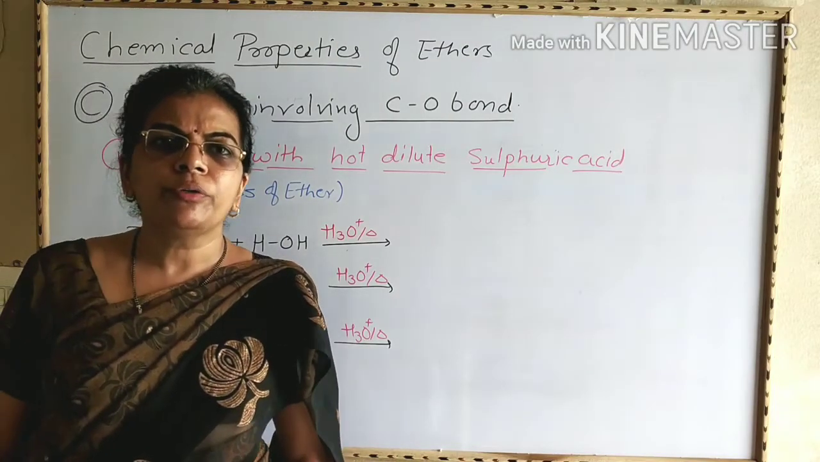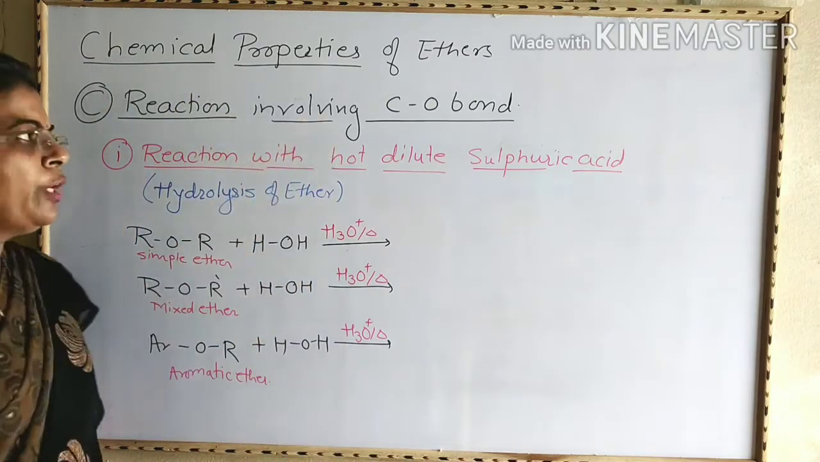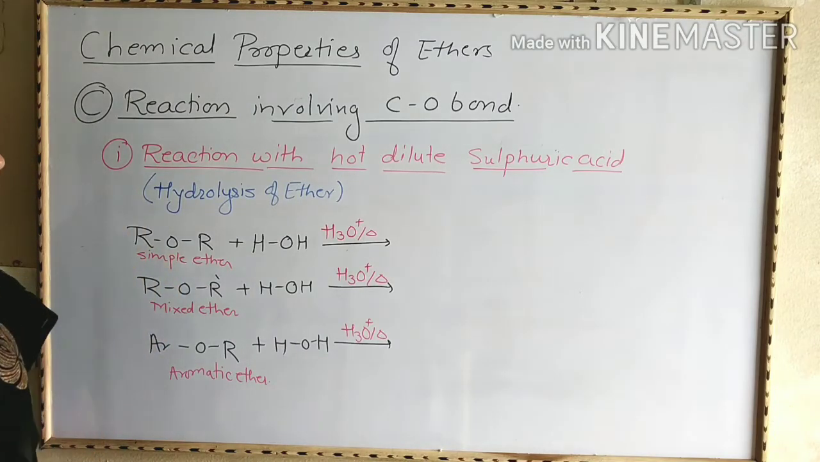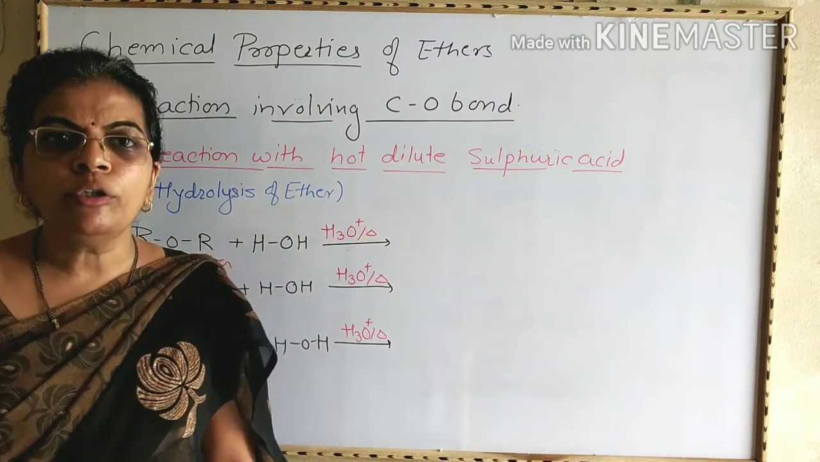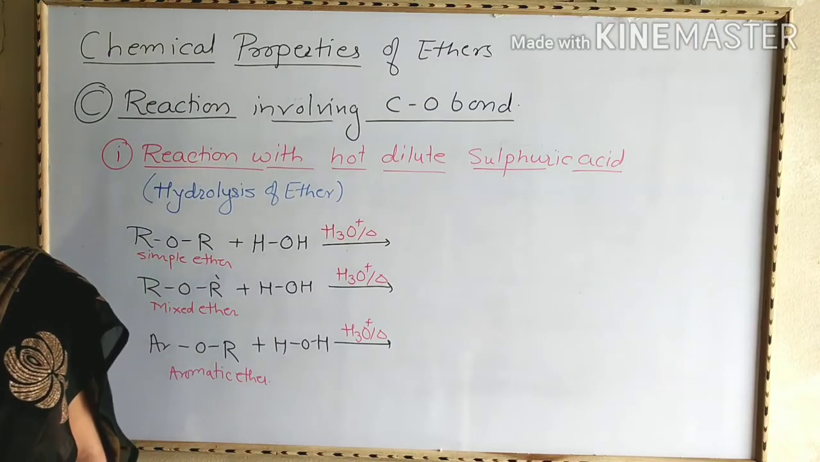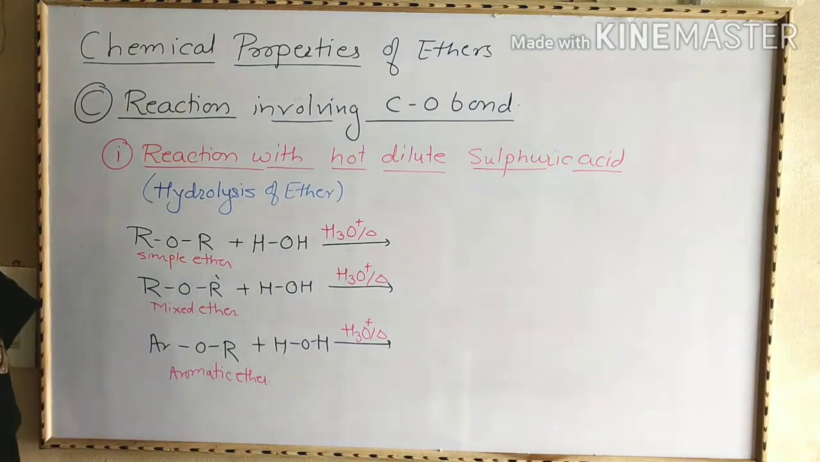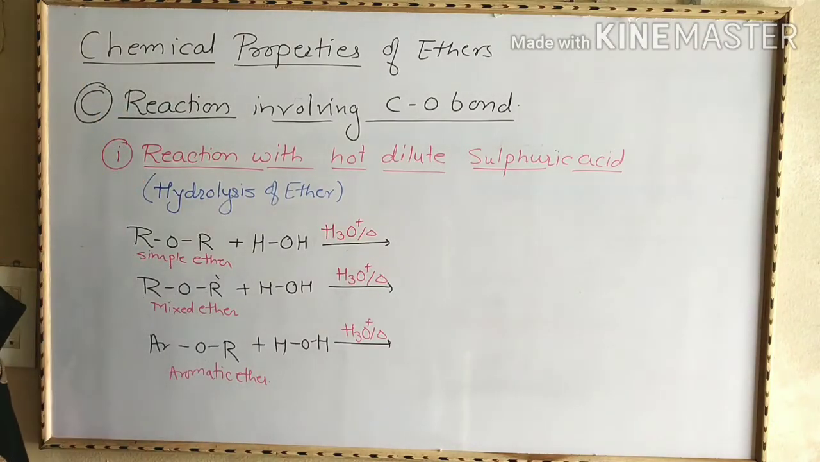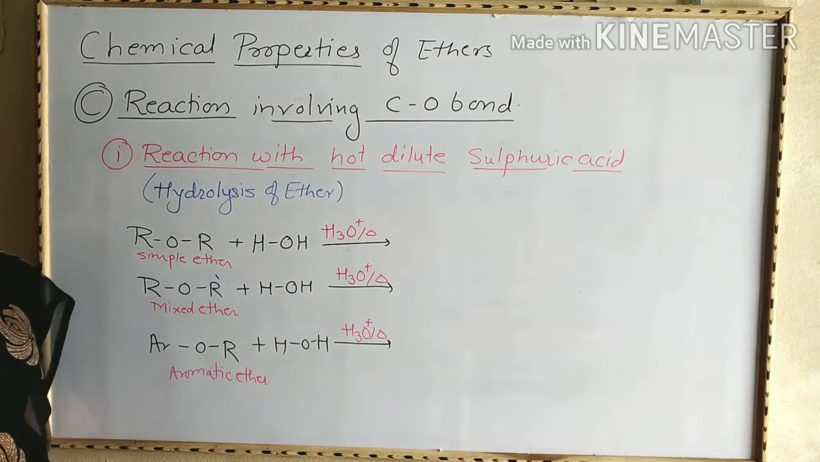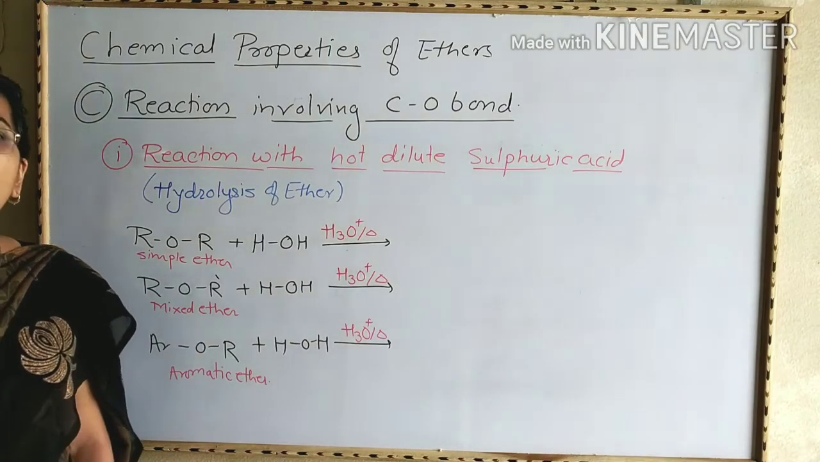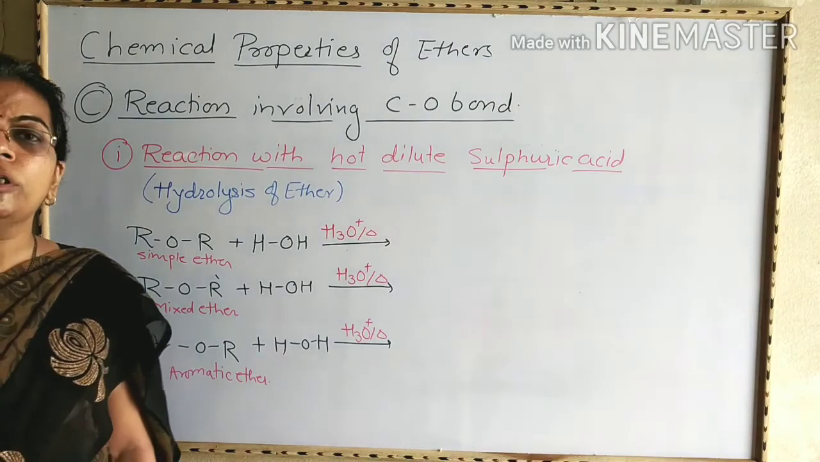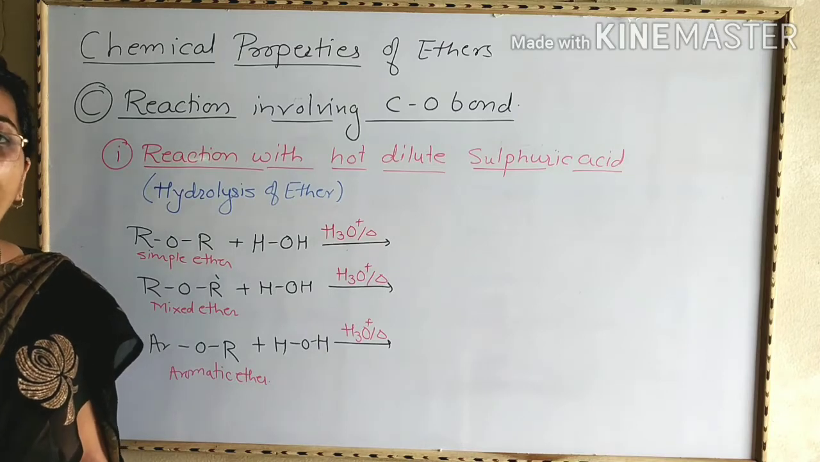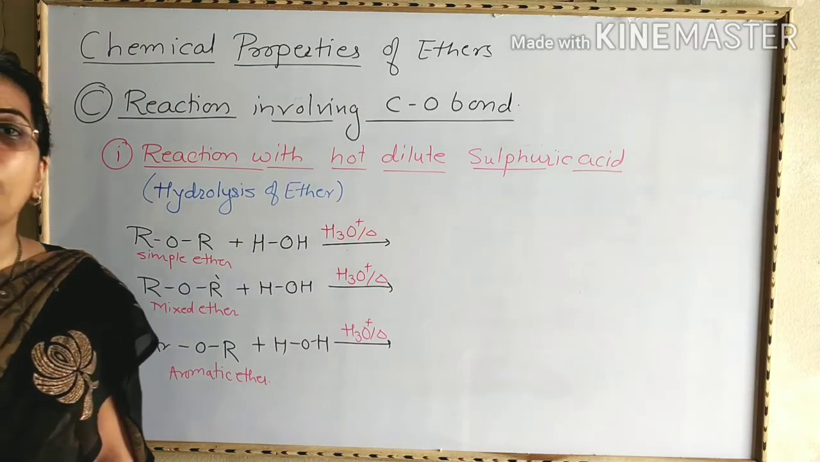The third reaction we are going to see is the reactions involving breaking of C-O bond. In which the first reaction is the reaction with hot and dilute solution of H2SO4, that is sulfuric acid. This reaction is also named hydrolysis of ether. Now in this reaction, when ethers react with hot dilute sulfuric acid, they undergo hydrolysis to give the corresponding alcohol.